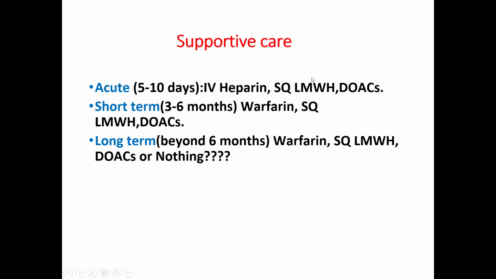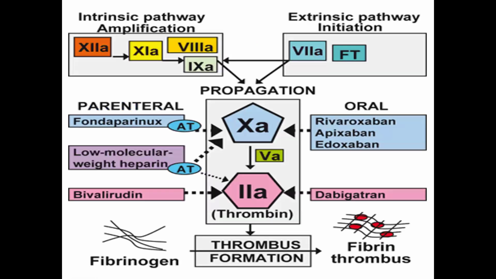Now, how do we deal with this? Basically, it depends on whether it's acute, short term, or long term. Acute, we can use IV heparin or low molecular weight heparin, or what we call nowadays the DOACs. Okay, these are the new ones here. Short term, basically warfarin or subcutaneous low molecular weight heparin or DOACs. For the long term, it could be one of these, or it could be nothing if the risk of falls is higher than the bleeding risk. And these are the mechanisms of action of these drugs.